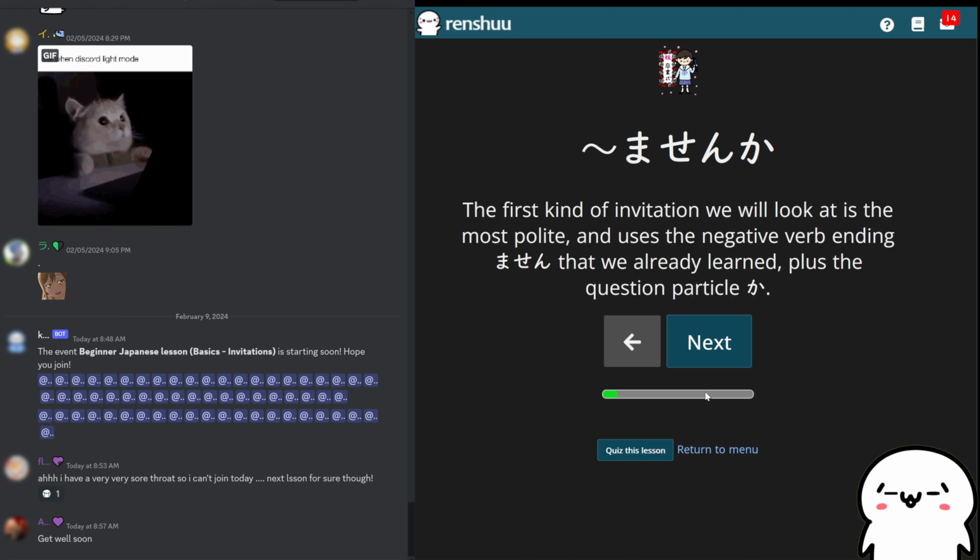So the first one we're going to start off with is masenka. This is the most polite. We'll talk about why. And it uses the present negative form that we already know. And so before we jump into using this, let's warm up and practice this. So I'm going to give you a verb, and anyone or any number of people can type out the answer.